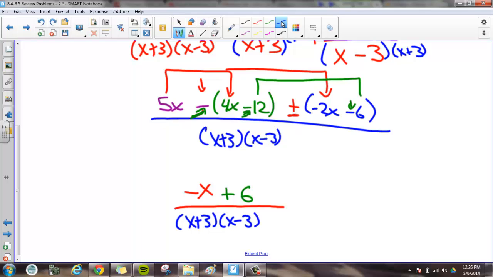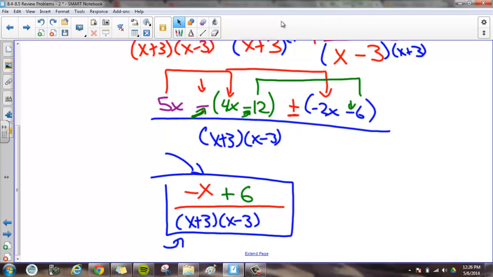Now we ask ourselves, can we factor anything out of the top or on the bottom or cancel anything off? Well, sadly nothing cancels, so we box this off. This is the end solution. Okay, moving on to the next one.